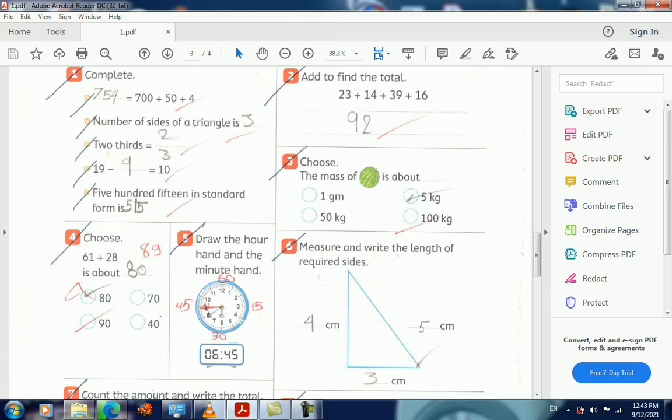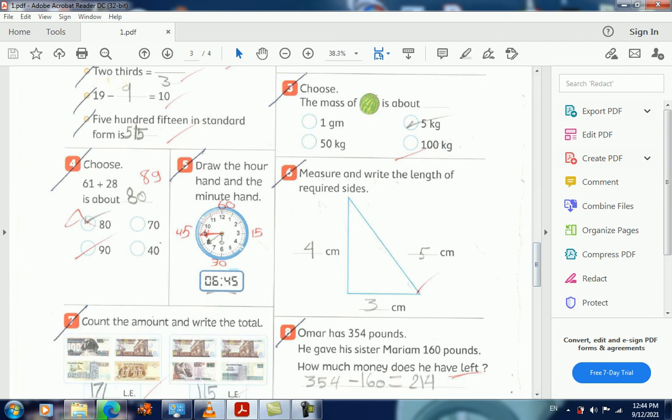Number 2, add to find the total. 23 plus 14 plus 39 plus 16. So what shall we do here? We start by adding all the units together. So 3 plus 4 is 7. And 7 plus 9 is 16. And 16 plus 6 is 22. So I put 2 and carry over 2. So I have 2 in my head now. Then 2 plus 1 is 3. 3 plus 3 is 6. 6 plus 1 is 7. And I add the 2 in my head to the 7, so I get 7 plus 2 is 9, so it ends up to be 92.